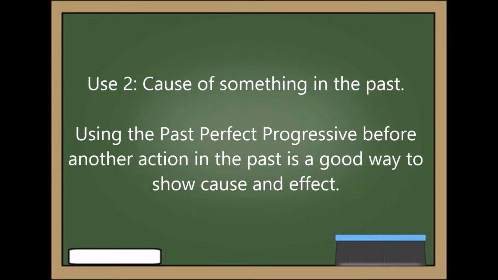Use 2. Cause of something in the past. Using the past perfect progressive before another action in the past is a good way to show cause and effect.